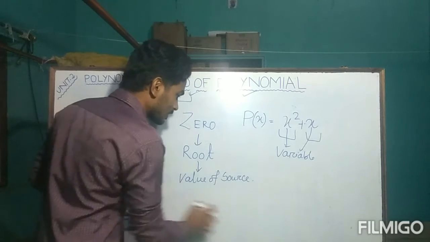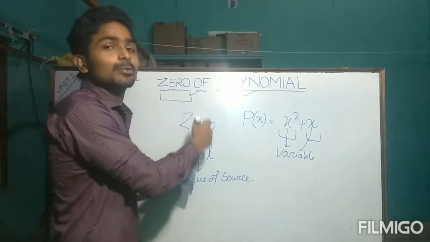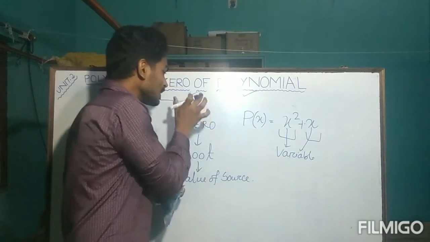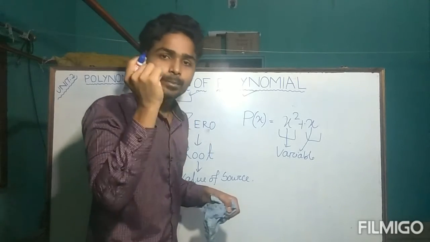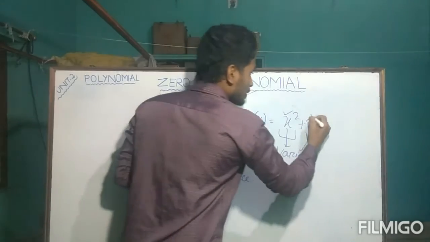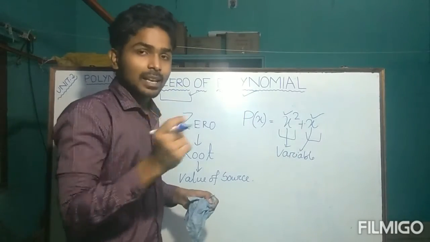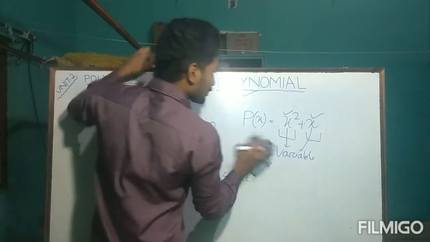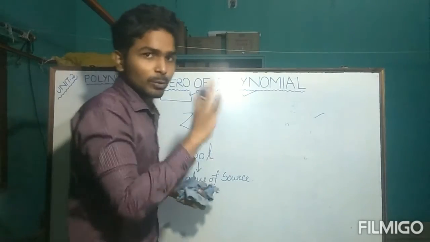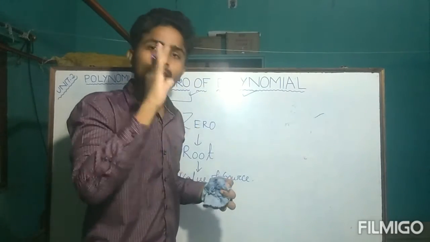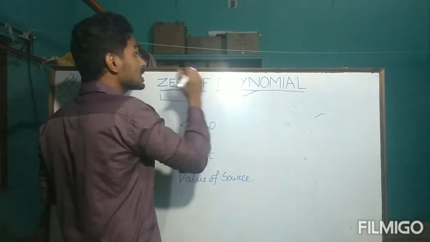Understood? Source means root and root means 0. So 0 means the value of the variable or the value of the x. Understood? The value of x is known as 0. Clear? So what is 0 polynomial? We know that the 0 is the value of the variable. Now what is 0 polynomial?